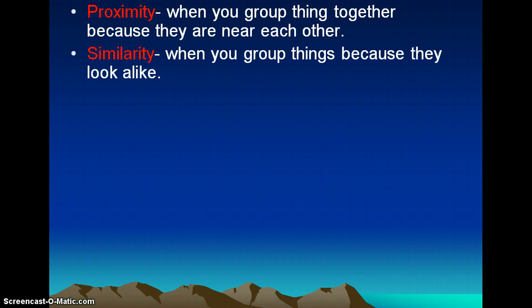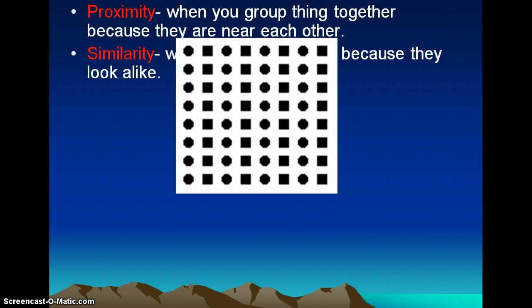Similarity, when you group things together because they look alike. If you look at this, if you said, well, this is columns of octagons and squares, then you're using similarity. You're grouping things together because they look alike, rather than saying they're alternating octagons and squares going across.